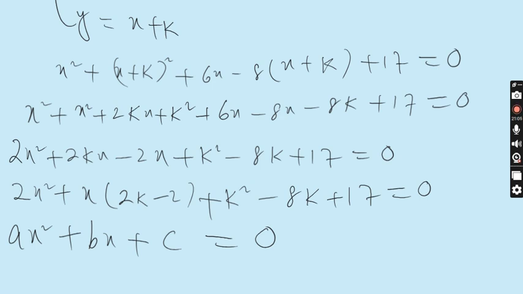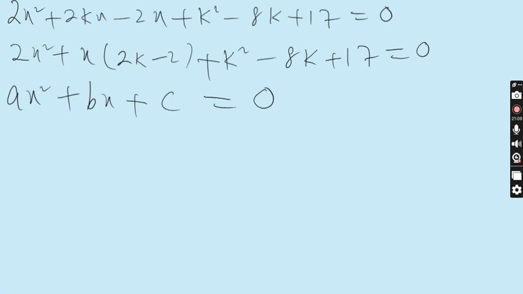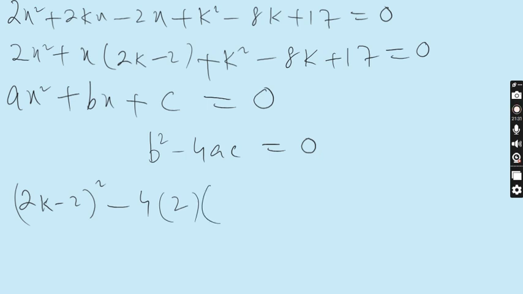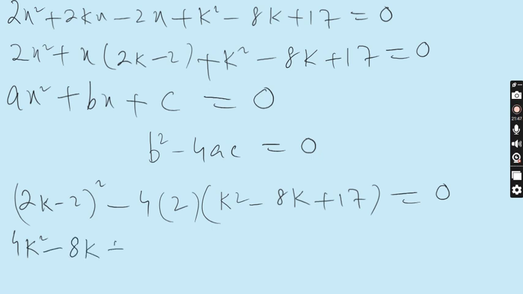So if the line y equals x plus k is a tangent to the circle, then discriminant b square minus 4ac is equal to 0. Here b is 2k minus 2, the coefficient of x, minus 4. A is the coefficient of x square, which is 2, and c is the constant term, which is k square minus 8k plus 17 equals 0. So 2k minus 2 square is 4k square minus 8k plus 4, and 4 times 2 is 8, and k square minus 8k plus 17 is equal to 0.